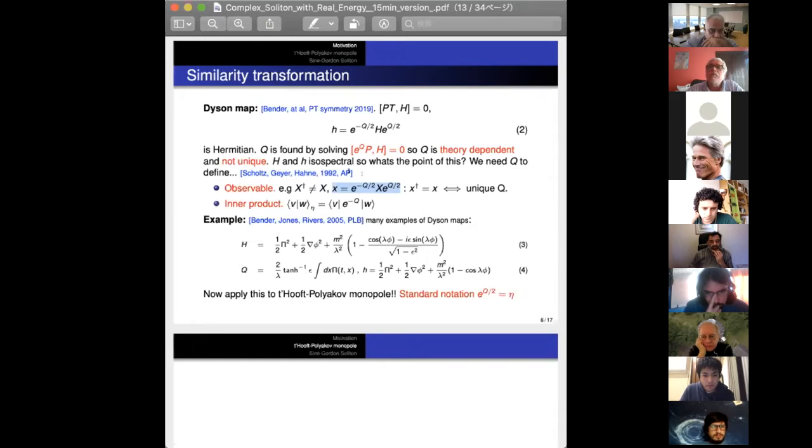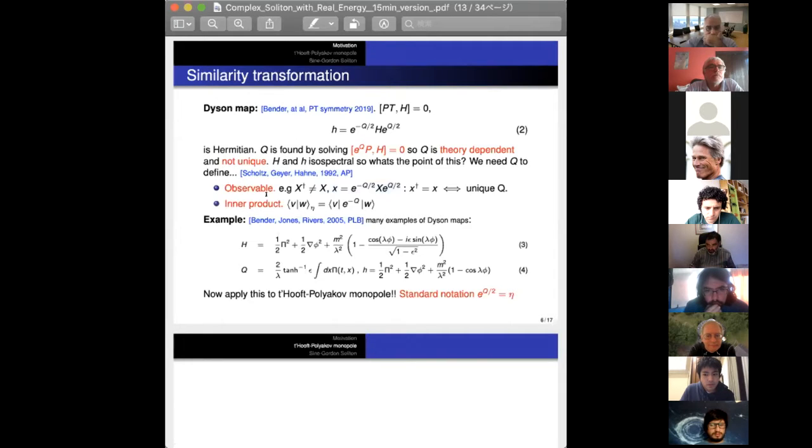So you assume, as an initial assumption, that your big H is mapped to a little h, which is Hermitian. Then with this assumption, you can fix your Q to be unique. Before it wasn't unique, now it's unique. And obviously, if you change X to different operators that you're interested in, you get different Qs. So this is one reason why you need to find your Q.